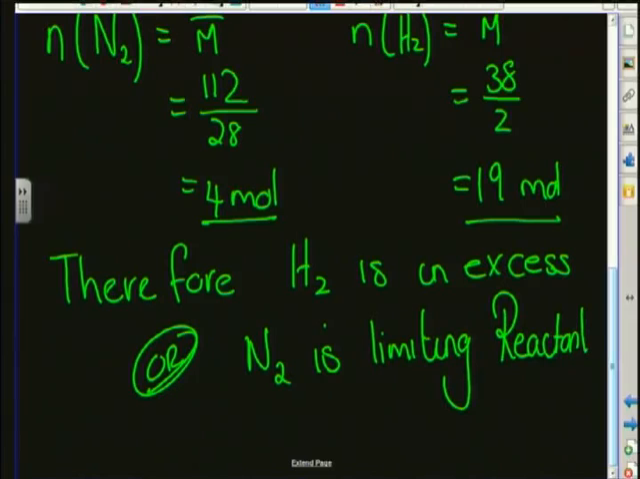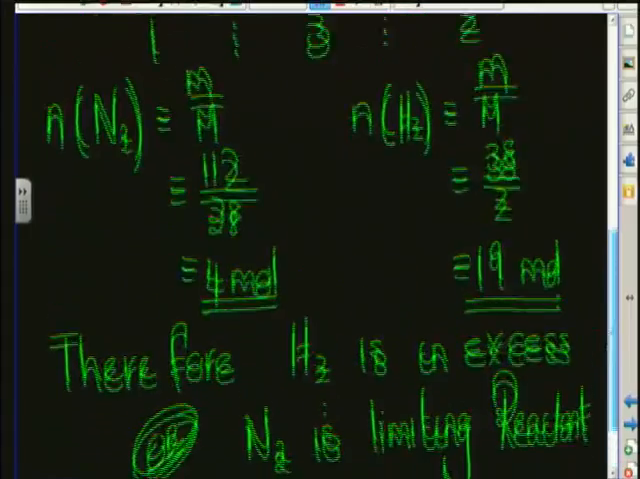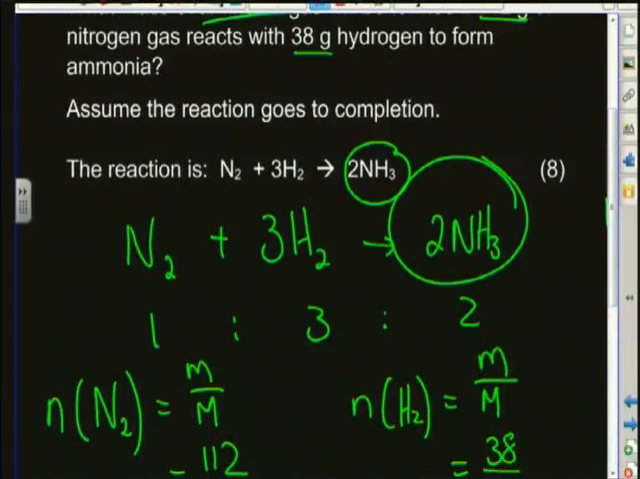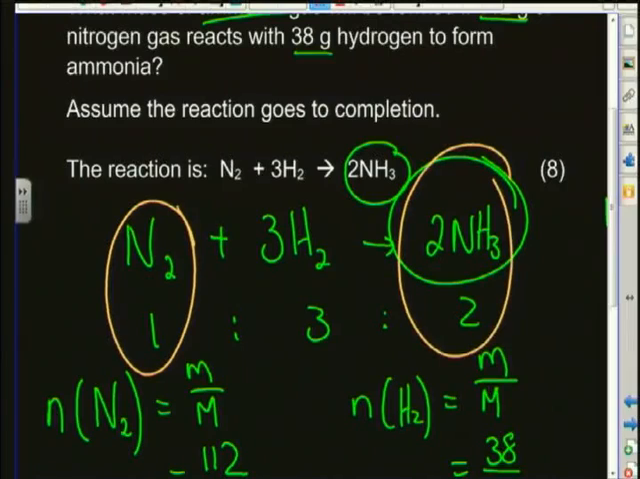The N2 is the limiting reactant. Why is it important to know that N2 is the limiting reactant? Because by knowing that the nitrogen is your limiting reactant, I know that the nitrogen determines how much ammonia I'm going to get. So when I go back here, and now I need to work out how much ammonia I'm going to get, I need to look at the ratio between nitrogen and ammonia. So it's a 1 to 2 ratio.